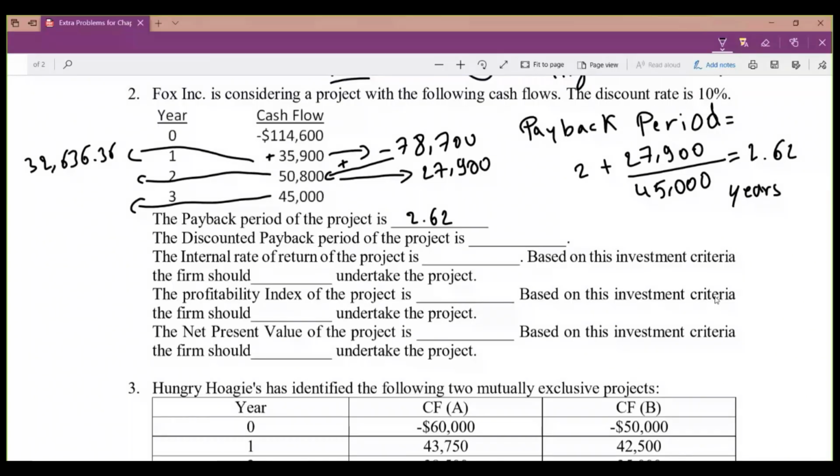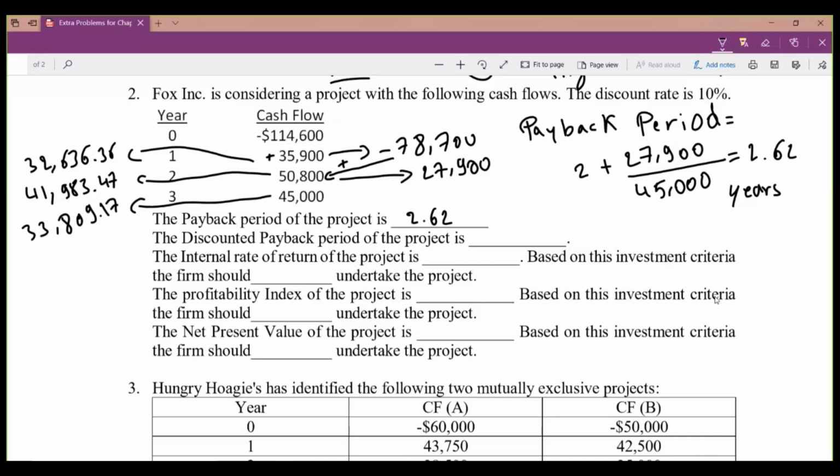Then for the second cash flow, 50,800, this is FV, N is 2, IY is 10. I compute the present value, 41,983.47. And finally, I find the present value of $45,000 where N is equal to 3. This is 33,809.17.